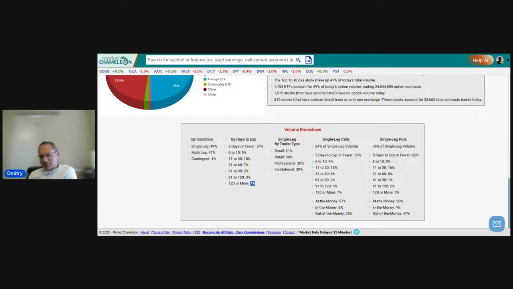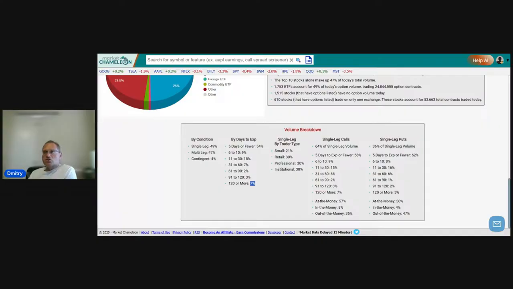So now we kind of get a picture of how people are trading these options. We see a lot of them are in ETFs, technology sector. There's a split between single legs and multi-legs, and the concentration looks very heavy towards the shorter dated options.